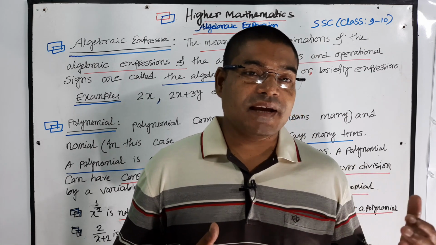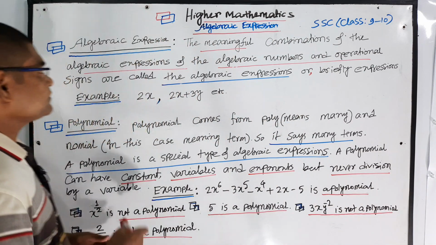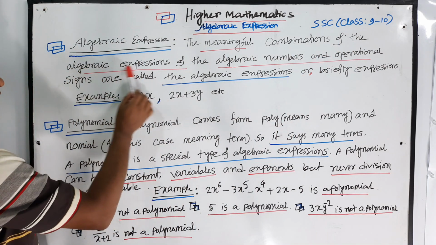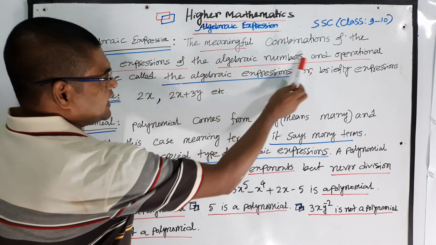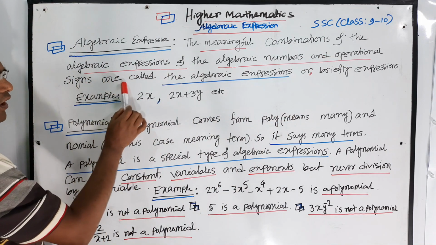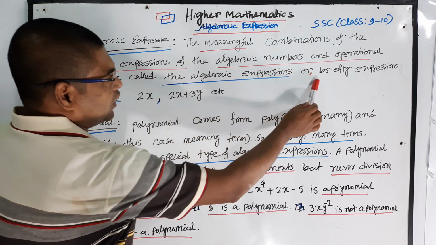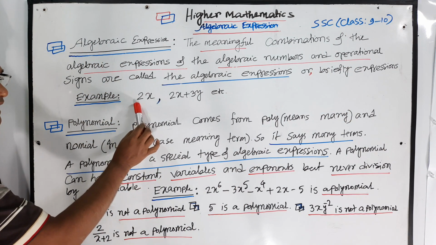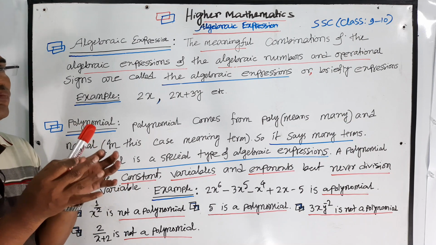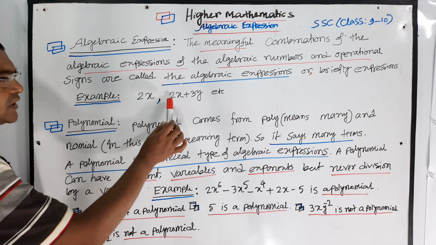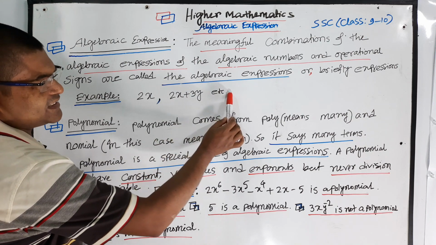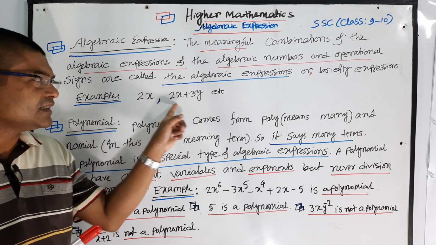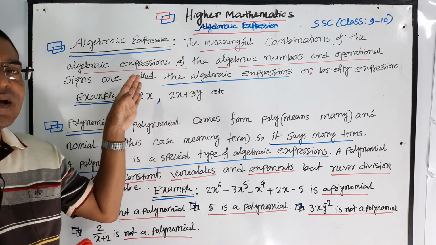So algebraic expression, let's come back. You can see algebraic expression: the meaningful combinations of the algebraic numbers and operational signs are called algebraic expressions, or briefly expressions. Here is an algebraic expression, that means 2x, 3a plus 4b, or you can see 2x plus 3y, etc. This is monomial, this is binomial. This is the algebraic expressions.